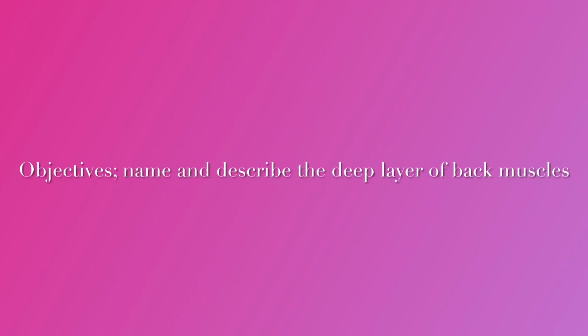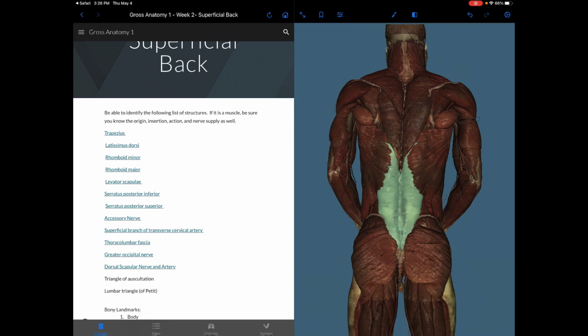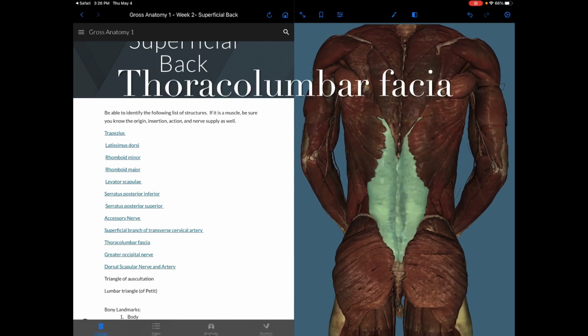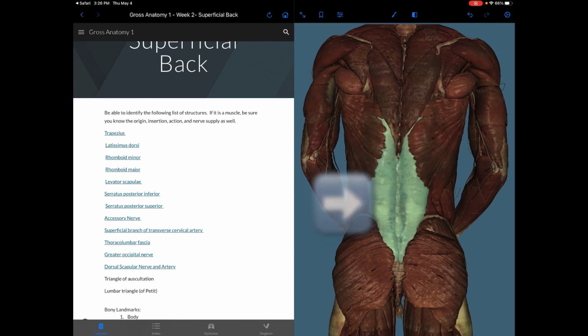Today we're going to talk about the following topics, and let's go ahead and talk about the back. On this video we're going to go over the deep back muscles and additional structures. But first we're going to start with a structure called the thoracolumbar fascia, which is a fascia that encloses the deep back muscles in the thoracic and lumbar regions.